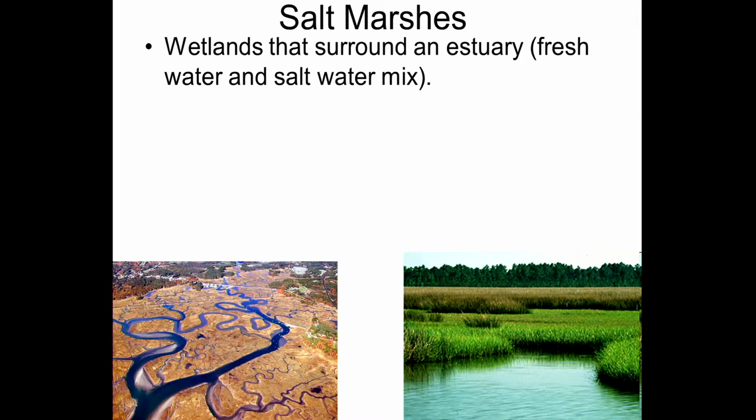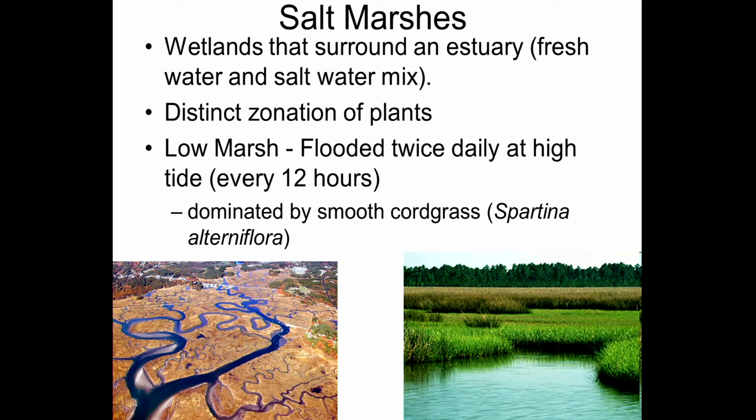Here's a close-up view. Some plants right at the water's edge, other plants further behind. One thing you always see in a salt marsh is a distinct zonation of plants, and I'll get to that in a minute. The low marsh is flooded twice a day at high tide, and it's dominated here on the East Coast by one particular species, the smooth cordgrass or Spartina alterniflora, and that's the grass right here at the edge.